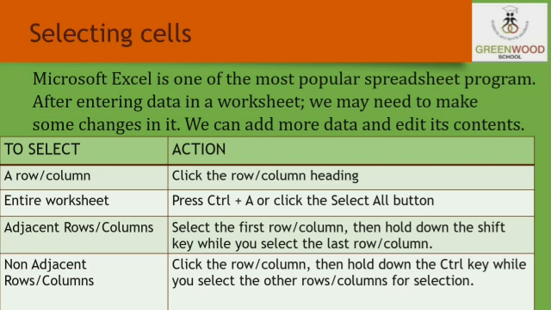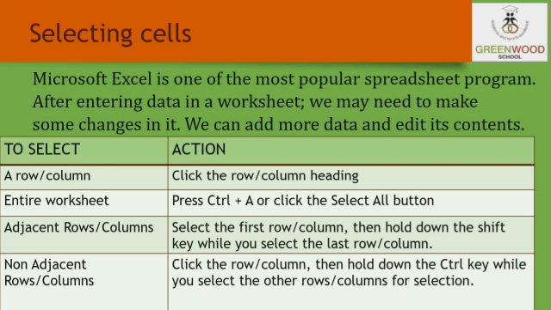Now, we often need to select a group of cells to perform various operations such as copying, moving, inserting or deleting. Selection can be made in any of the following ways. First, a row or a column. Click the row or column heading. Now, if you want to select the entire worksheet, press Ctrl plus A or click the Select All button.